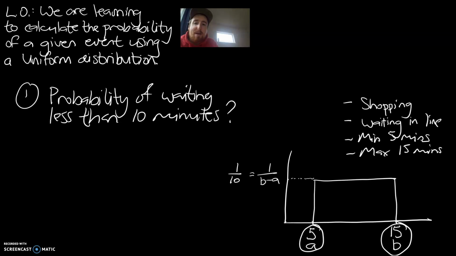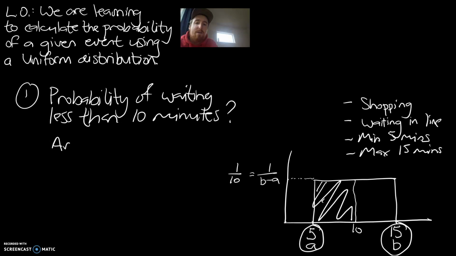So we need to remember the area of this rectangle. What we need to do is draw a line for 10 minutes like we would for any other question, and shade in the portion that's relevant to us. Okay, so we'll shade that in.